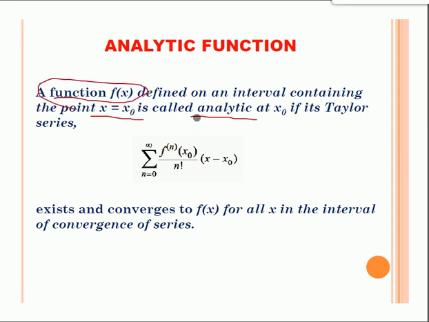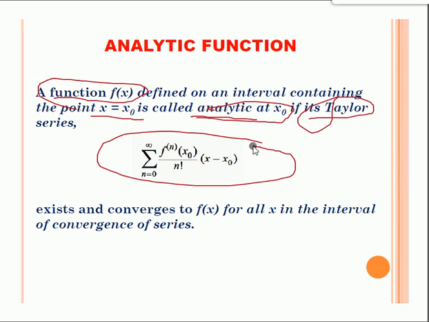This function is called analytic at x naught if its Taylor series exists. That means expansion of it will be possible. The Taylor series is sigma n equal to 0 to infinity, f superscript bracket n at x naught divided by n factorial, times x minus x naught to the power n. What is the meaning of the bracket n here? It means differentiation. If it is f power 1, I need to differentiate one time. If it is f power 2, we need to differentiate twice. If it is f power 3, we need to differentiate thrice.